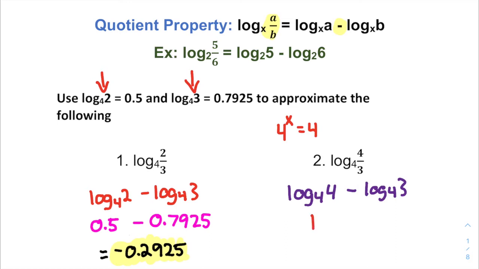So the value of log base 4 of 4 is 1, and we'll subtract what they give us for log base 4 of 3, which is 0.7925, and get our answer of 0.2075.